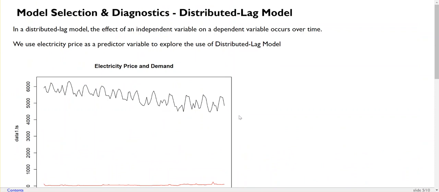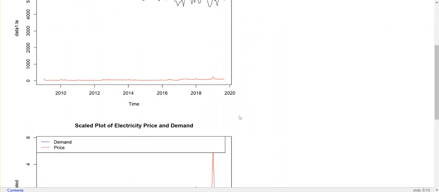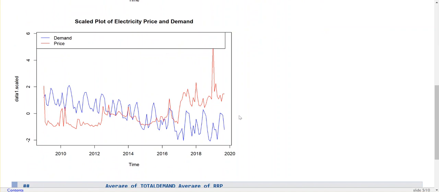Distributed lag models. As mentioned in my first slide, we also took price data from the AEMO website, so electricity demand and also price. When we plot them out in a scaled view, you can see that they actually contradict each other. Price is trending upwards, with a big spike, whereas we know our demand graph is trending downwards.